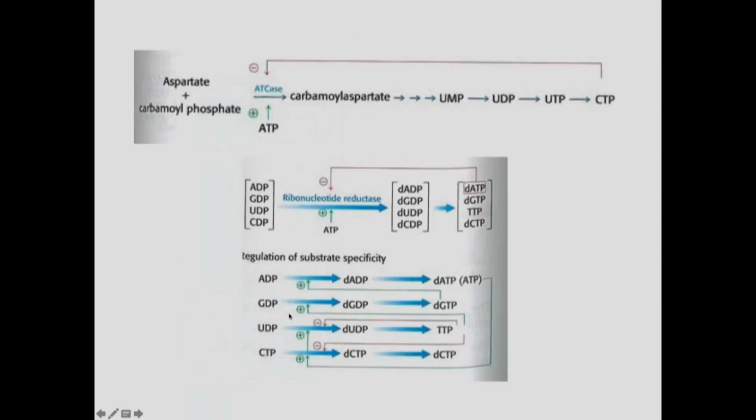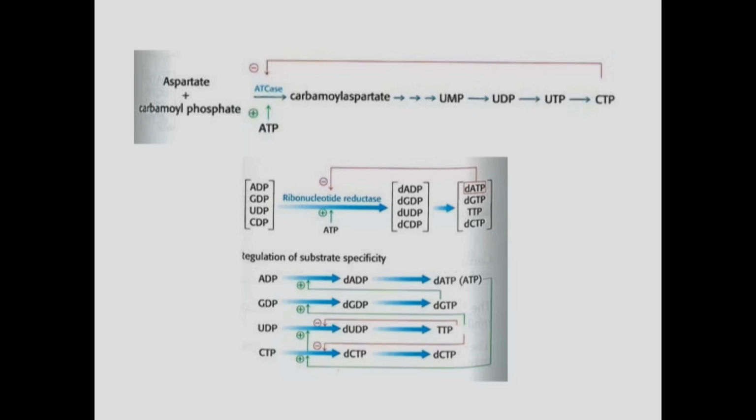What about pyrimidines? Well, pyrimidines, simpler synthesis, simpler regulation. If you have enough pyrimidines, enough CTP, don't do the first step where you take aspartate and carbamoyl phosphate and generate that first step here in pyrimidine synthesis.